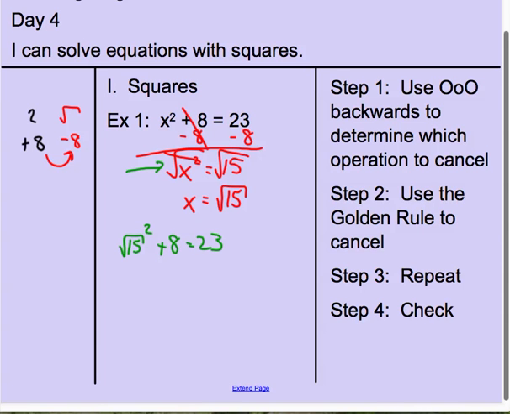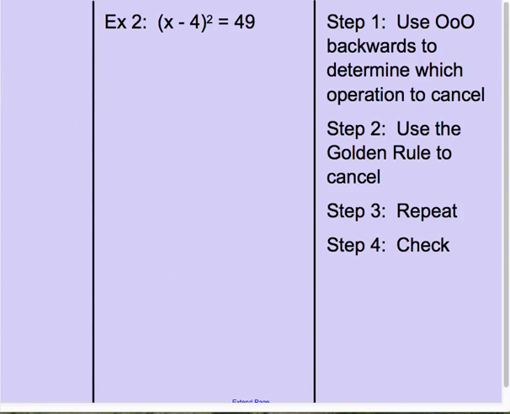We used the square root to cancel the squared because they're opposites. We're going to do the same thing when we're checking. The square root and the square will cancel each other out, leaving us with 15. And 15 plus 8 is 23, so it checks out. We'll look at a couple more examples.